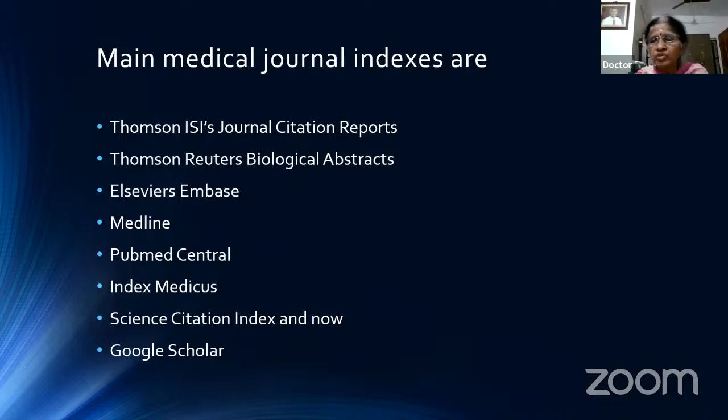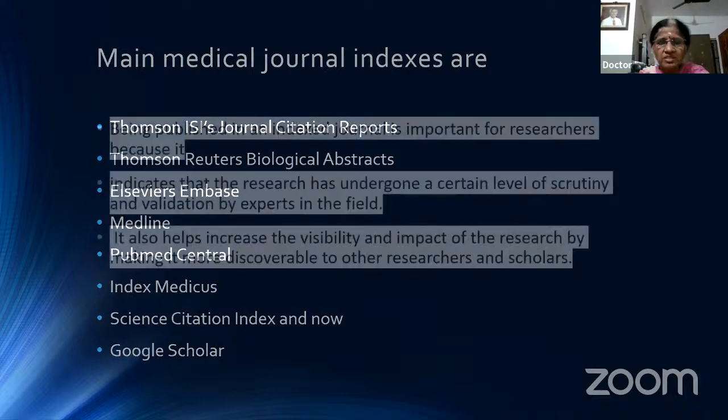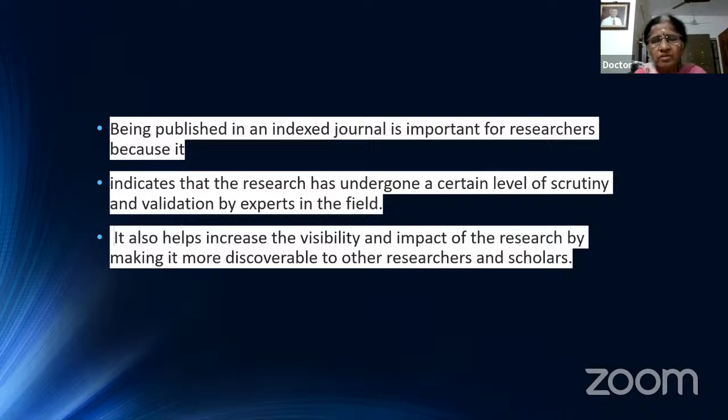Suppose you go to the library and say, I want to publish in this particular journal. You must immediately see whether this journal is indexed in any of these databases. Okay, so all researchers, it is very important that you publish only in indexed journals, because it indicates that your research has undergone a certain level of scrutiny and validation by experts. They will know that if your article is in that journal, it has definitely undergone scrutiny and should be worthwhile reading.